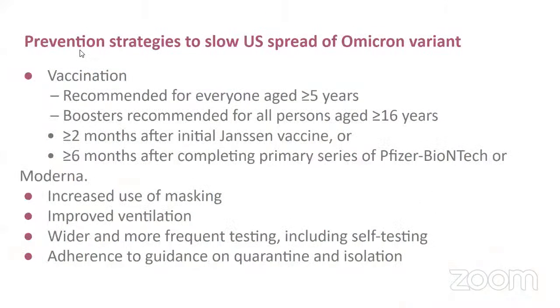So these are a couple of prevention strategies to slow the spread of the Omicron variant. One is vaccination. It is recommended for everyone aged more than 5 years. And the booster is recommended for all persons aged more than 16 years who took the Janssen vaccine more than 2 months ago, and the Pfizer, BioNTech, and Moderna more than 6 months ago. Also increased use of masking, improved ventilation, wider and more frequent testing, including self-testing, and adherence to the guidance on quarantine and isolation.